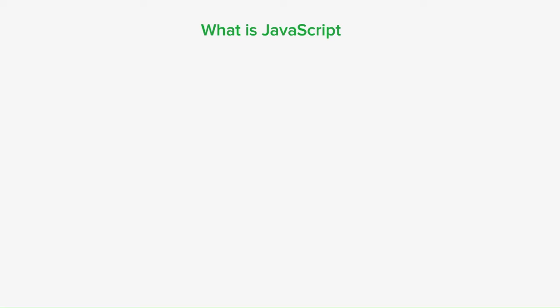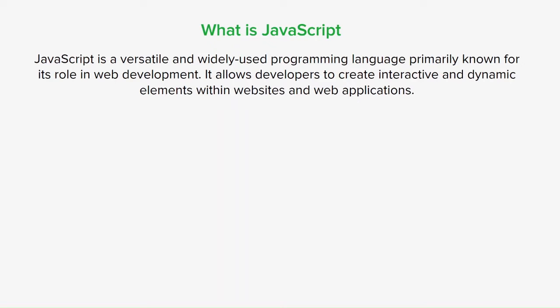So what is JavaScript and what is it used for? JavaScript is a versatile and widely used programming language, primarily known for its role in web development. It allows developers to create interactive and dynamic elements within websites and web applications. JavaScript is executed on the client side, meaning it runs directly in the user's browser, enabling real-time changes to be made to the content and appearance of a web page without requiring a full page reload.